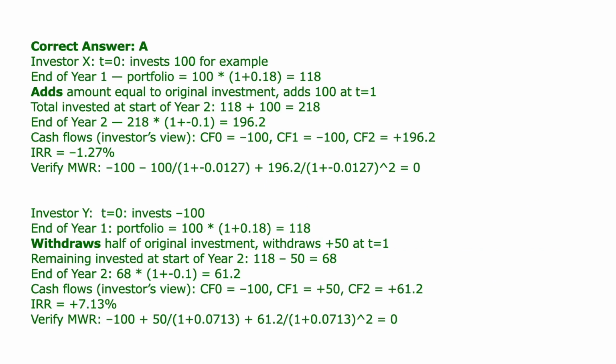Money-weighted return changes when investors add or withdraw money at different times. Adding money before a bad year makes money-weighted return lower. Withdrawing money before a bad year makes money-weighted return higher. Money-weighted return reflects the investor's actual experience, not just the fund's return path. Timing of cash flows matters.